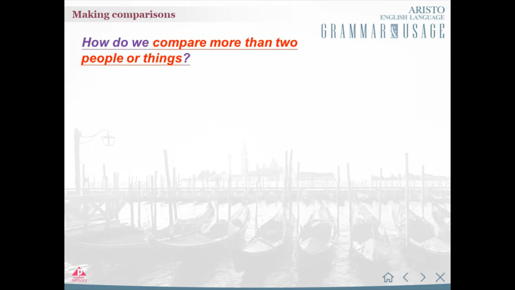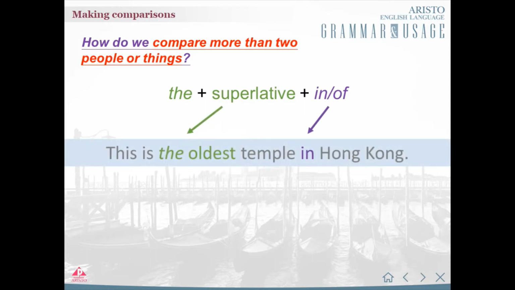How do we compare more than two people or things? If we are comparing 3 or more items, we must use a different structure. For example, we can use the article the with a superlative adjective or adverb, and then the preposition in or of to tell the reader more about the comparison. Here is how this structure can be used in a sentence. This sentence means that this temple is older than all the other temples in Hong Kong.